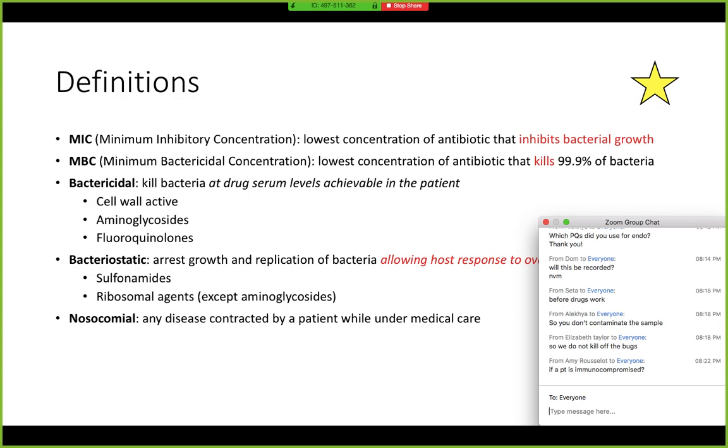And then I think you guys are probably familiar with nosocomial. I know that Dr. Colley used that word a lot. So basically any disease that's acquired by a patient while they're under medical care.